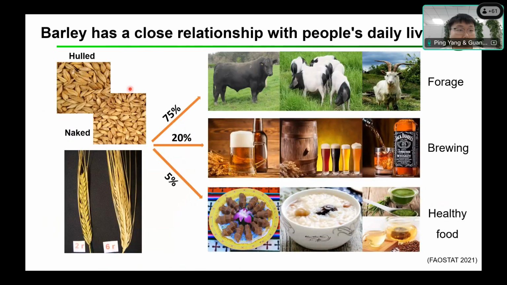Barley can be classified into hulled and naked barley based on whether the mature grain adheres to the hulls. The naked barley is known as qingke in Tibet, and based on the row type, barley can be classified into 2-rowed and 6-rowed barley. In production, about 75% of barley is used for forage, about 20% is used for brewing, and about 5% is used for making healthy food.